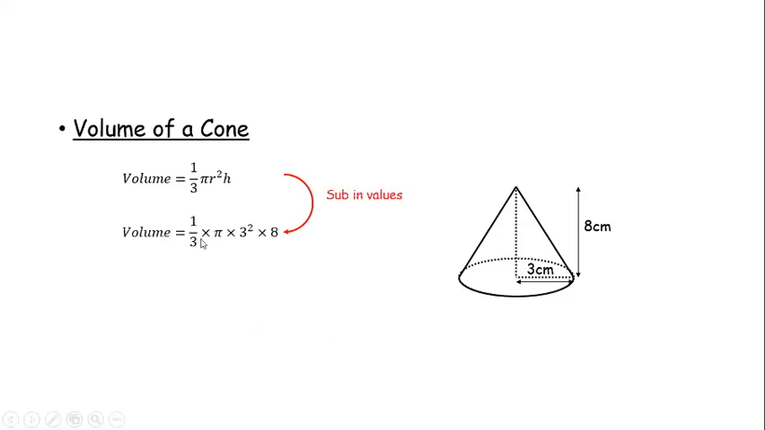So now this is going to be 1/3 times pi, starts off the same, times, instead of r squared, it's going to be 3 squared, because the radius was 3, times by the height, which we know the height of the cone was 8. I'm going to put this in my calculator.